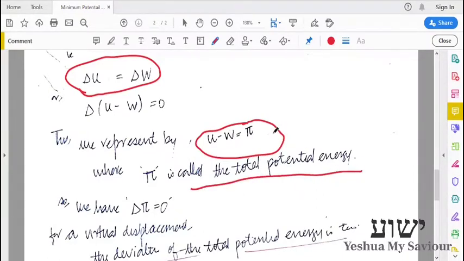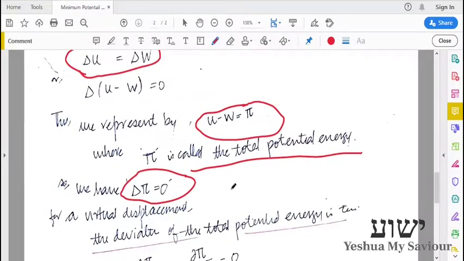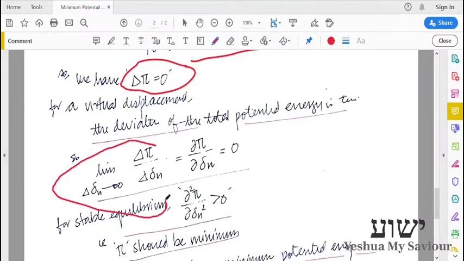So we have seen that for the total potential energy, the change in total potential energy should be zero. Or if you divide it by the displacement and take the limit as the displacement tends to zero, then we have the partial differential of the total potential energy with respect to the displacement equal to zero. I'll come to what this means.